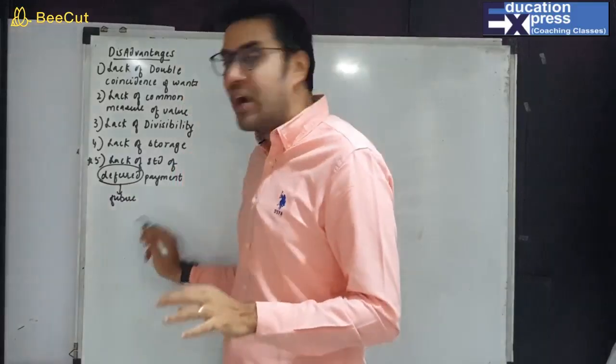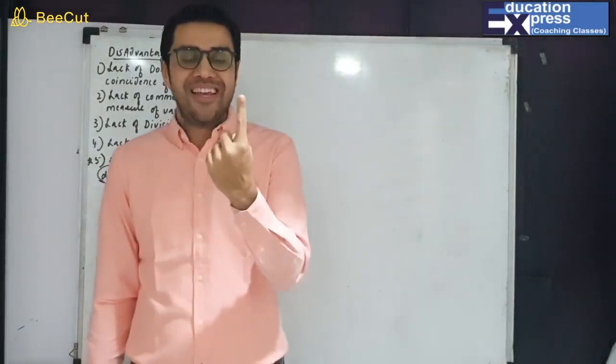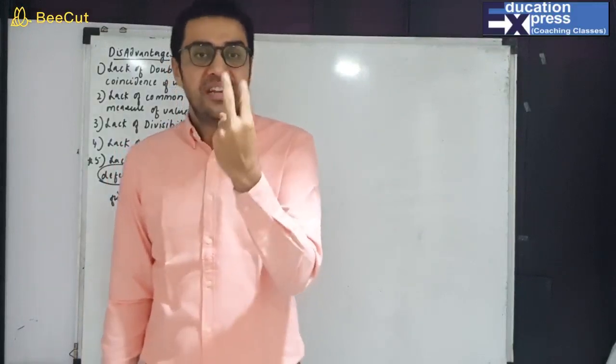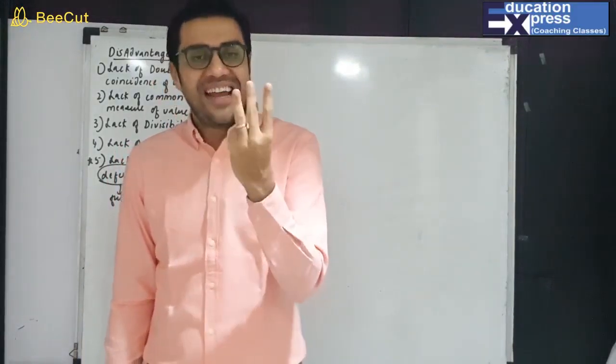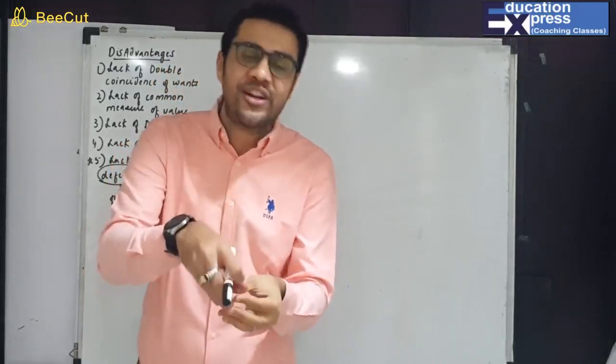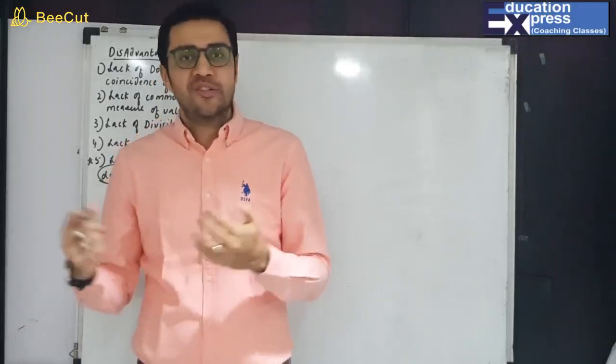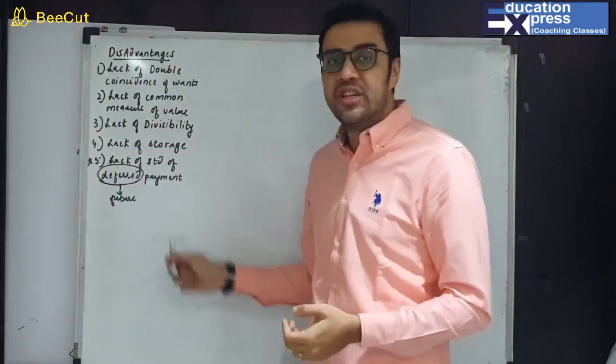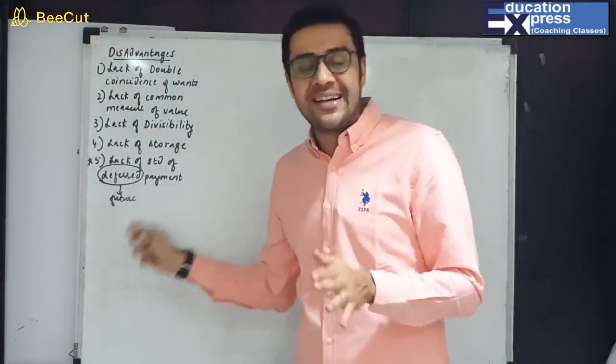So deferred payment had three problems. One, change in the value. Second, change in the quality. And third, both parties should come to a common commodity, that "we will talk about this same commodity in future." That was practically not possible. So these were the three problems under standard of deferred payment.